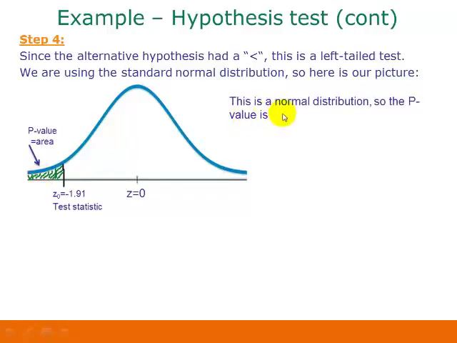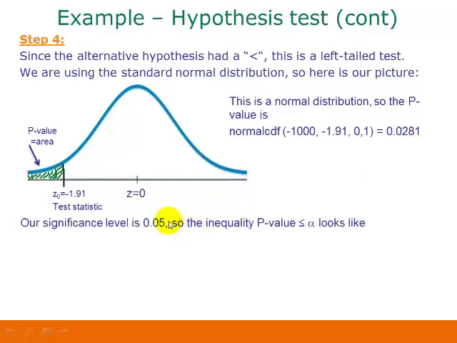Since this is a normal distribution, we would calculate our p-value by finding normal CDF. Looking at our picture, we're going from way over here, so we use a large negative number, to our test statistic, which is negative 1.91. Our mean is 0, and our standard deviation is 1. If we calculate this, it turns out to be 0.0281.